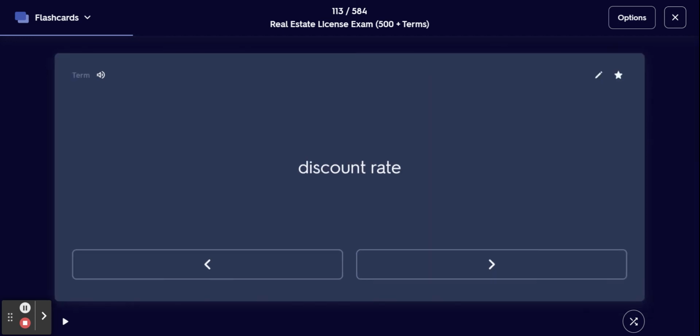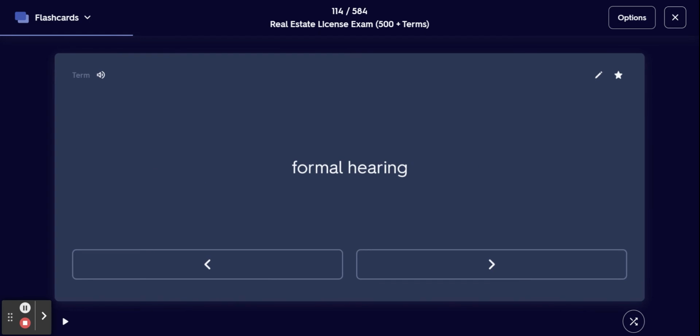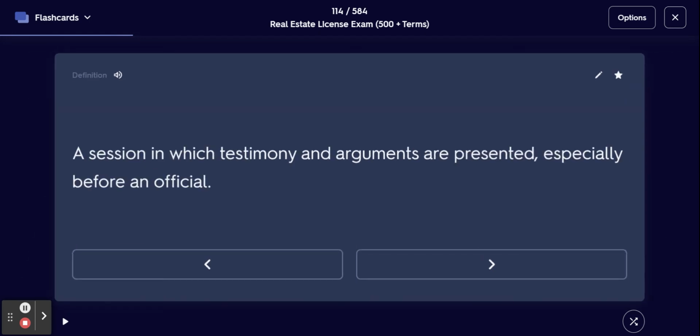Discount rate. The amount of interest the Federal Reserve charges to lend money to its eligible banks. Formal hearing. A session in which testimony and arguments are presented, especially before an official.